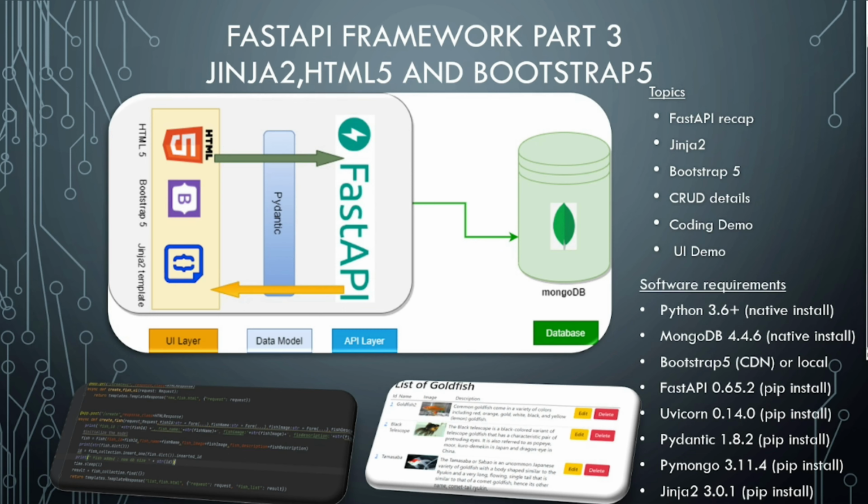You can see from the screen: Python 3.6 plus, that's a native install, and MongoDB 4.4.6, that's also a native install. Bootstrap can be pointed to a CDN, or you can download it and use it locally. For this project, I have downloaded it locally. And FastAPI, Uvicorn, Pydantic, PyMongo, Jinja2, all of these can be installed with pip install. Okay, let's dive in.